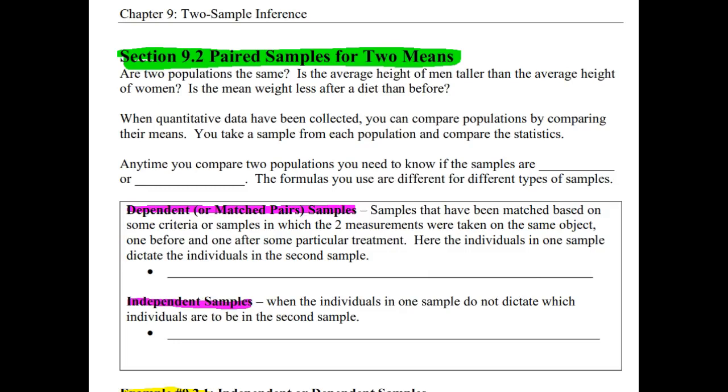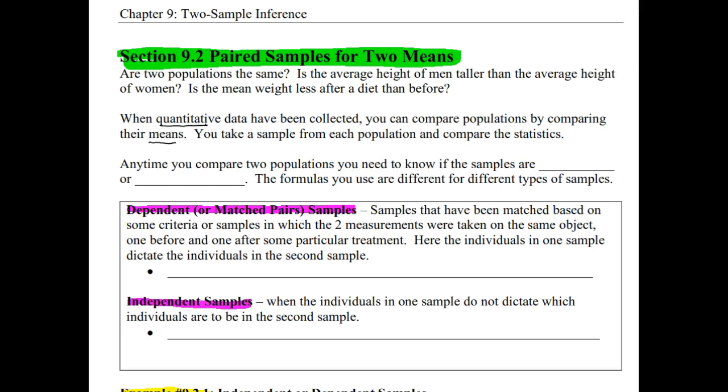So section 9.2, paired samples for two means. Are two populations the same? Is the average height of men taller than the average height of women? Is the mean weight less after a diet than before? When quantitative data have been collected, you can compare populations by comparing their means.